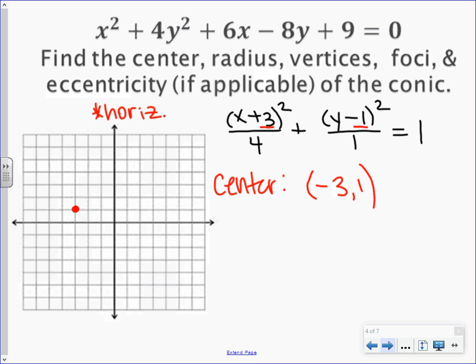Now, we've identified that this is horizontal, which means a squared is underneath x. Okay? So a squared is 4. What does that mean about a? a is 2, because 2 squared is 4. Okay? So, since we have a horizontal ellipse, and we've identified a to be 2, then horizontally we're going to move 2 away from the center for our vertices.